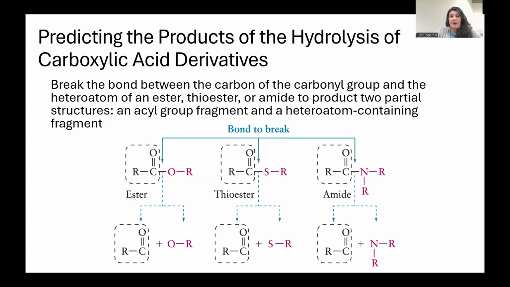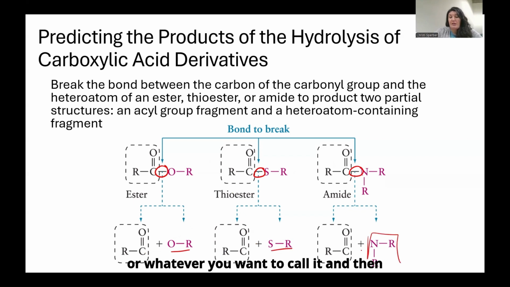So to predict the products of the hydrolysis of carboxylic acid derivatives, first you need to break the bond between the carbon of the carbonyl group and the heteroatom of the ester, thioester, or amide. So this bond right here, to produce two partial structures, an acyl group fragment and a heteroatom containing fragment. Your heteroatom containing fragment is the one in purple or pink or whatever you want to call it, and then your acyl fragment is the one in the box.